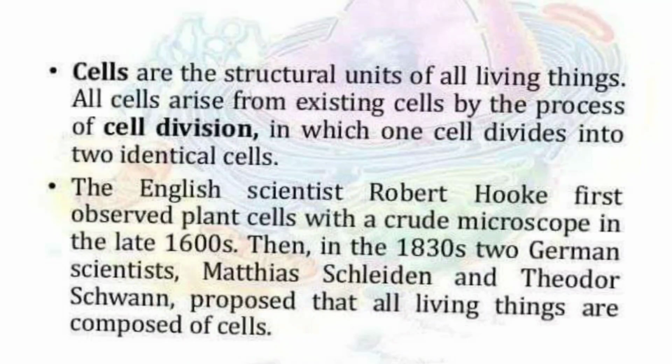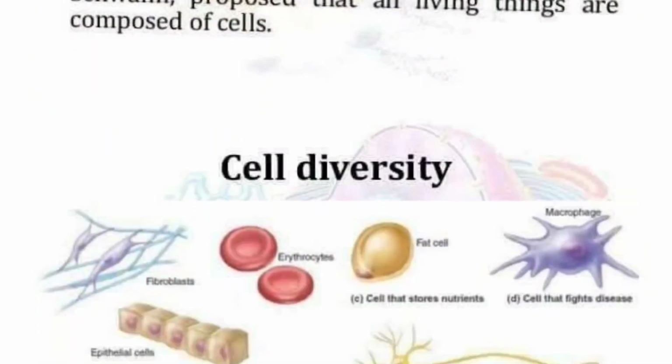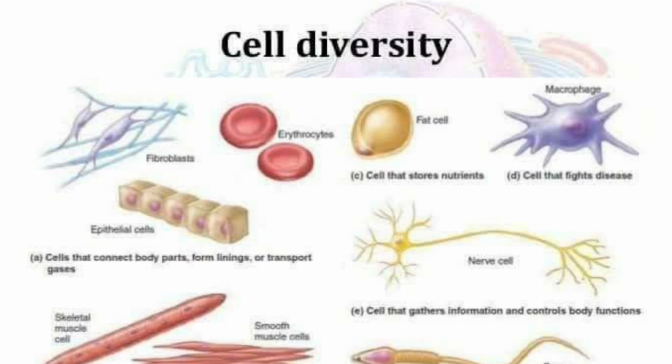The English scientist Robert Hooke first observed plant cells with a crude microscope in the late 1600s. Then in the 1830s, two German scientists, Matthias Schleiden and Theodor Schwann, proposed that all living things are composed of cells. Cell diversity.